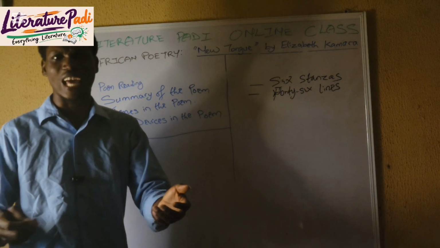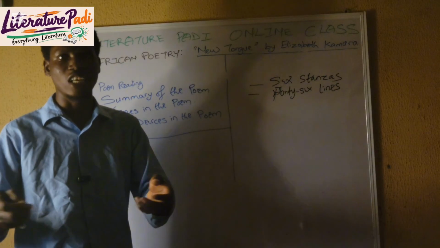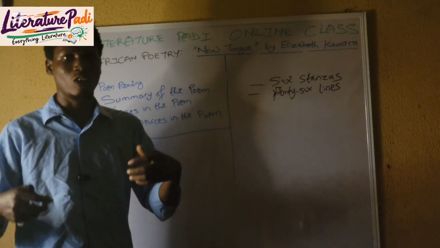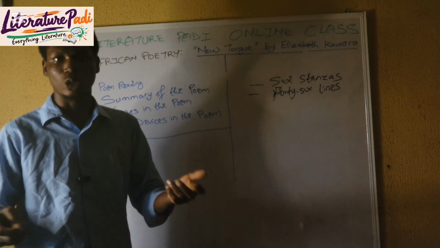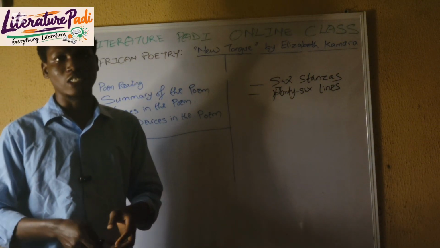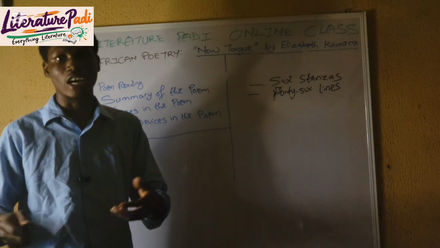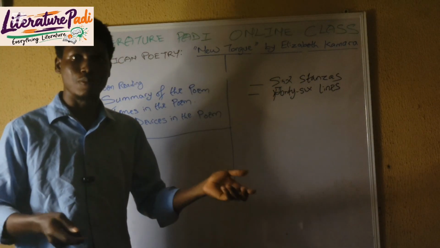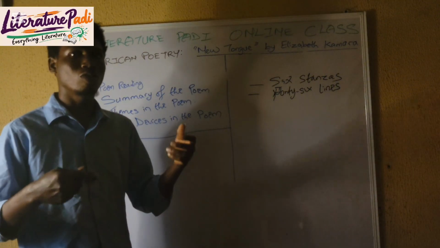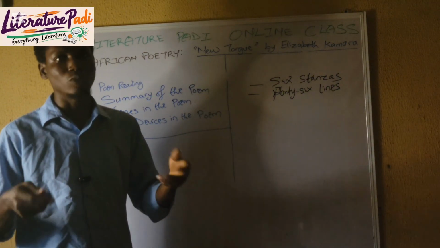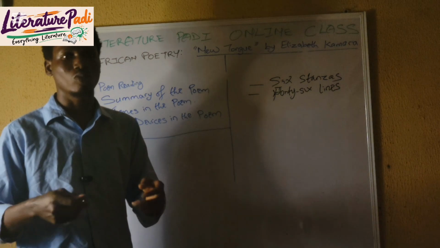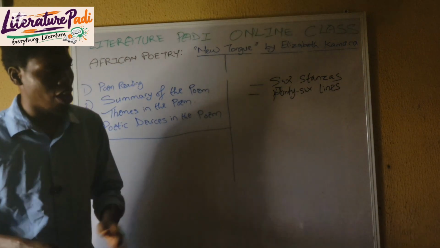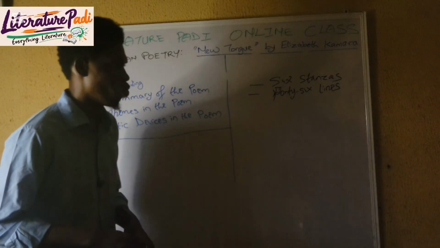We even have things we do not really put into consideration, like the naming system. A lot of tribes, a lot of parents, no longer give their children indigenous names. They give them Arabic, biblical names. So that's what we have in this poem.